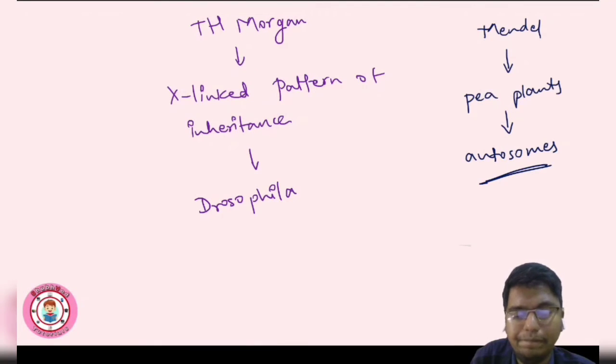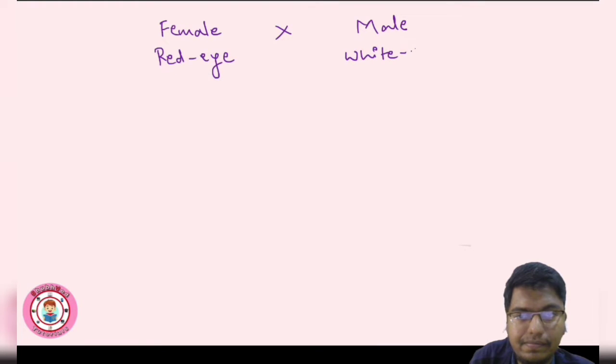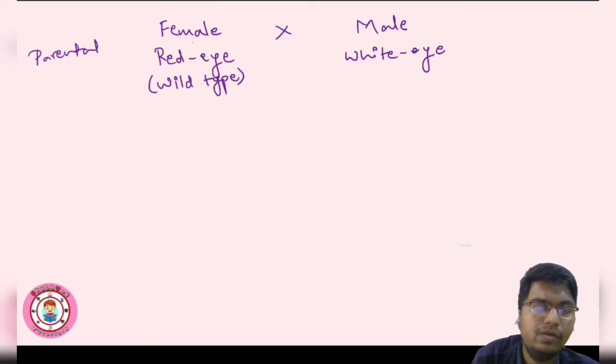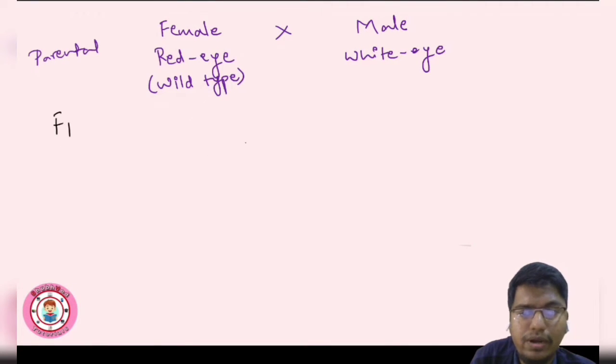Basically, first we will discuss what Morgan did. Okay, so this is a cross between, see, first we will draw here female and male. Okay, female having a red eye and male having a white eye. Okay, this we are talking about Drosophila, do note. Then this is the parental, and this red eye is known as wild type. Okay, so in F1 we obtained all red eye. Okay, all red eye in F1.